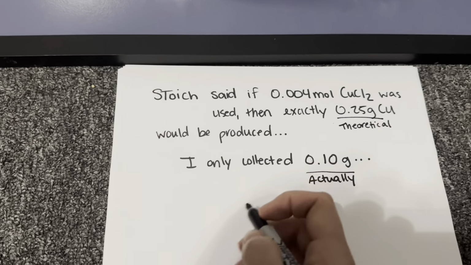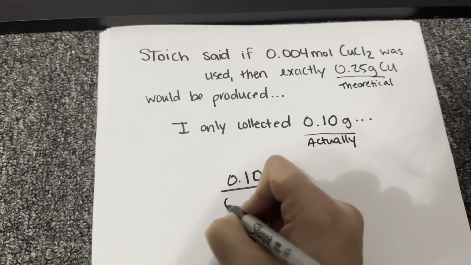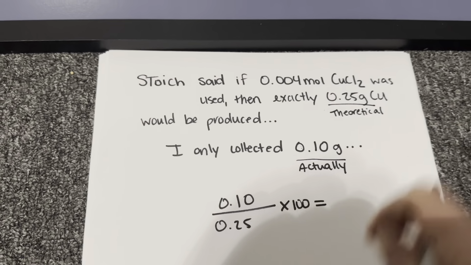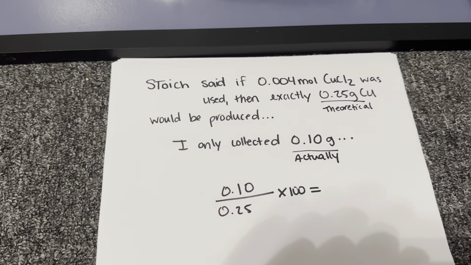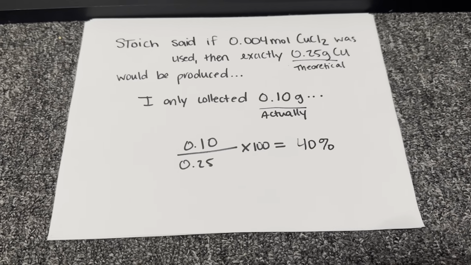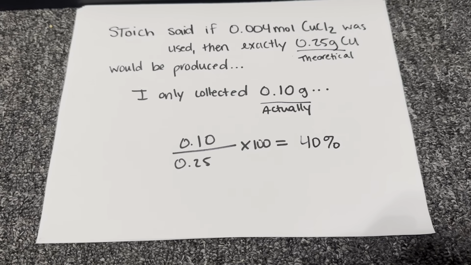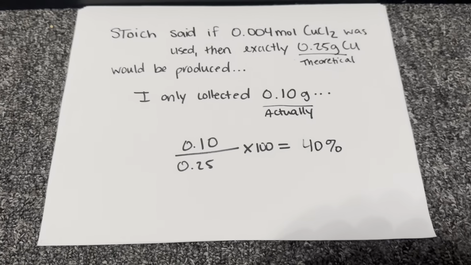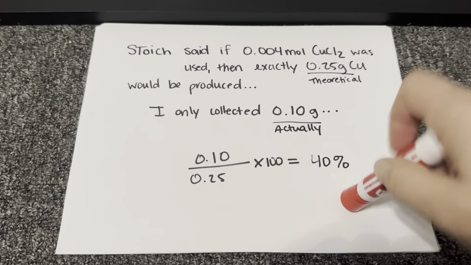So let's compare them. 0.10 divided by 0.25 times 100 equals my percent yield. So I'll give you a second to do that math, and we'll come back. Guys, looking at my reaction, 0.1 divided by 0.25 times 100 gives me 40%. So I had a 40% yield on this reaction.